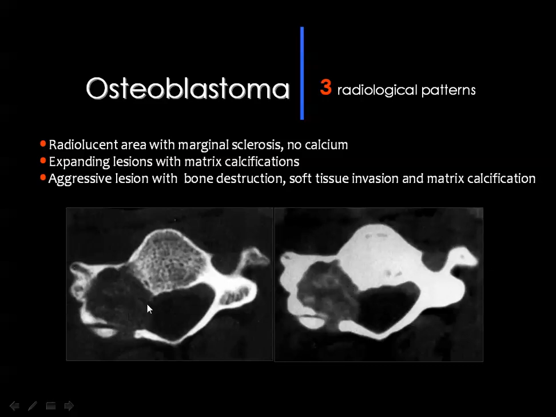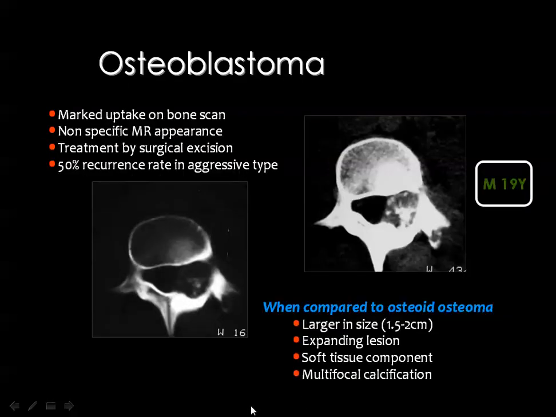This lesion is relatively an expanding lesion with destruction of the neural elements of the vertebrae and faint areas of matrix calcification. And this is a classic lesion of osteoblastoma in the left pedicle of the vertebra. There is expansion, there is bone sclerosis, there is matrix calcification in the lesion. And whenever you compare osteoblastoma with osteoid osteoma, the osteoblastoma is large in size, is an expanding lesion, has a soft tissue component, and may show multifocal areas of matrix calcification.